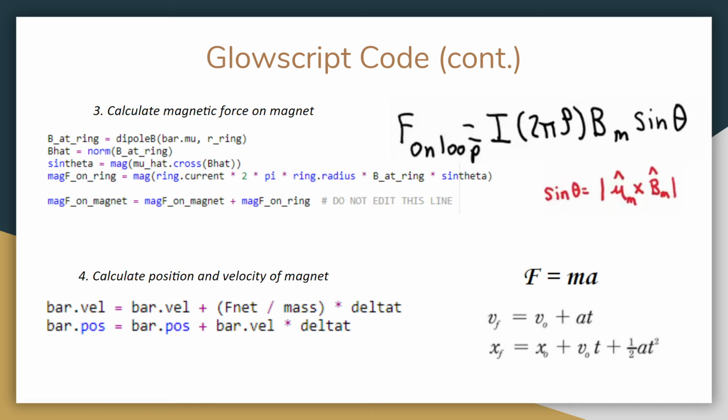Moving on through our GlowScript code, we have a while loop that runs as the magnet is falling through the aluminum foil to continuously calculate aspects of the magnet. The first aspect is that we calculate the magnetic force acting on the magnet, which, as we can see on the right-hand side, is equal to the induced current times the circumference times the magnetic field at the ring times sine theta, where sine theta equals the magnitude of the cross product between mu hat and b hat. Secondly, as the magnet falls through the aluminum foil, we continuously calculate its position and velocity using simple formulas such as F equals ma and kinematic equations.